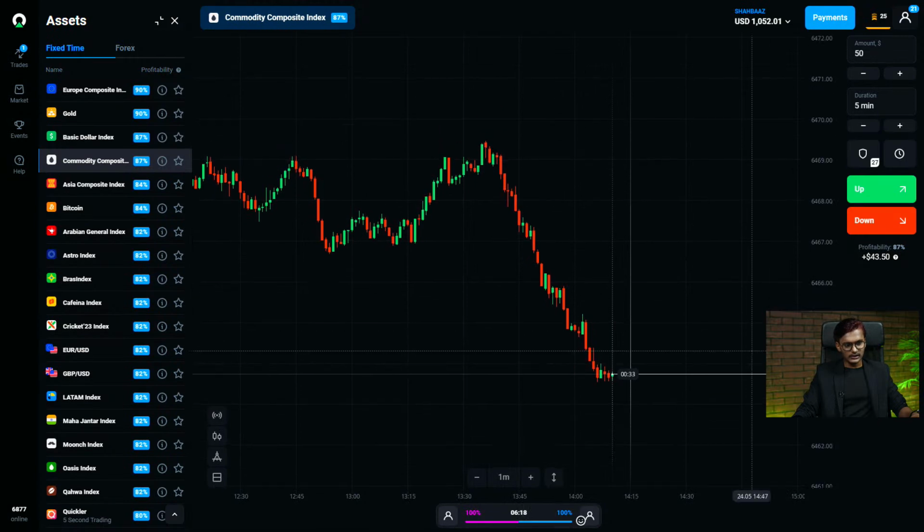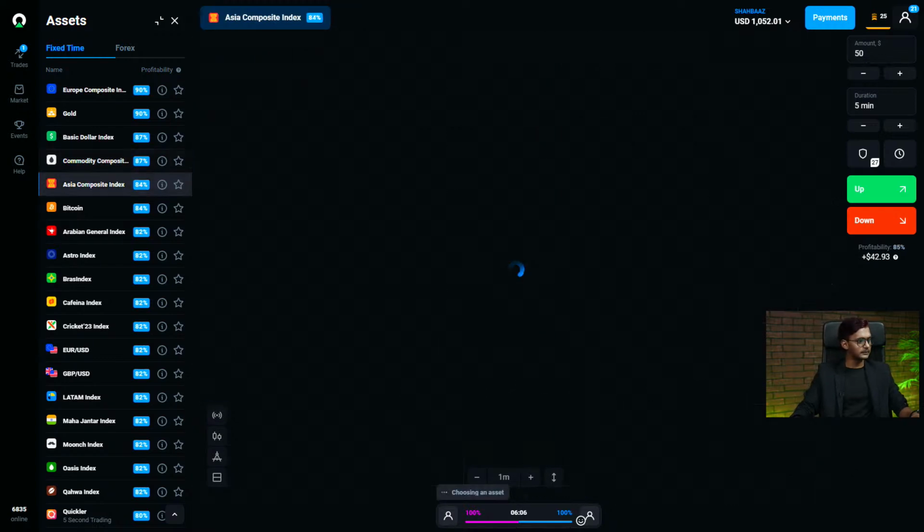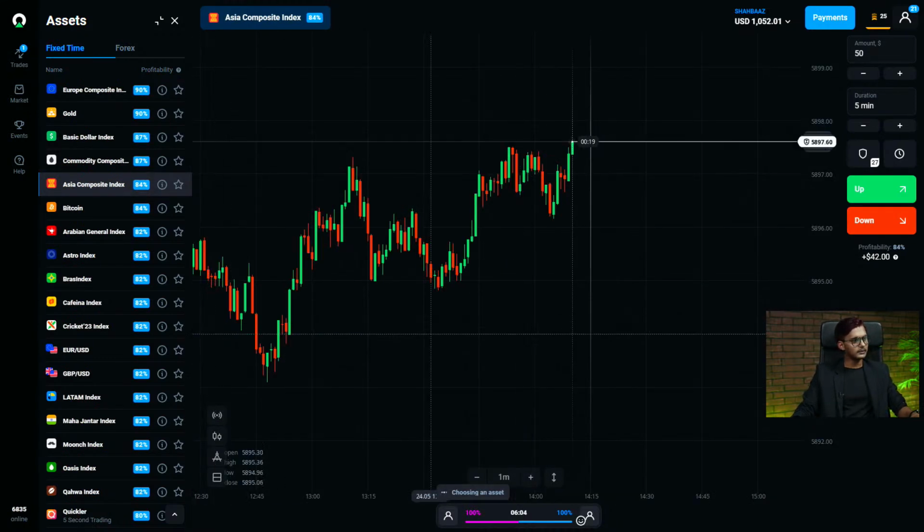But there is a little consolidation going on here. I will wait for one to two minutes, and if I see that the trend is continuing, I will go with a down trade. So let's observe this chart for a few minutes and move forward to find something else.